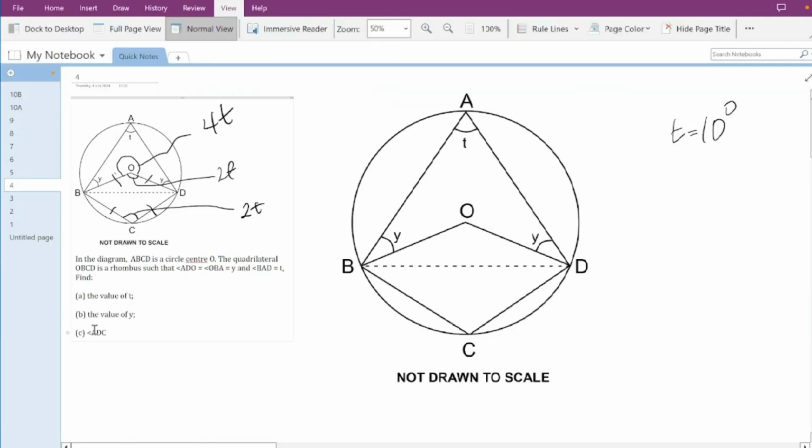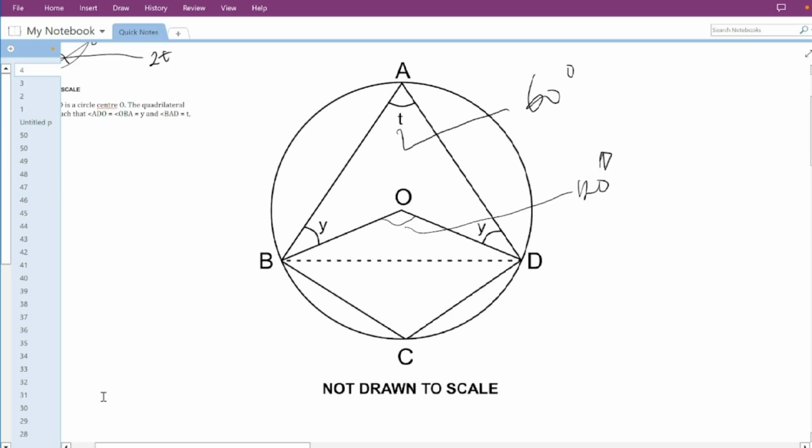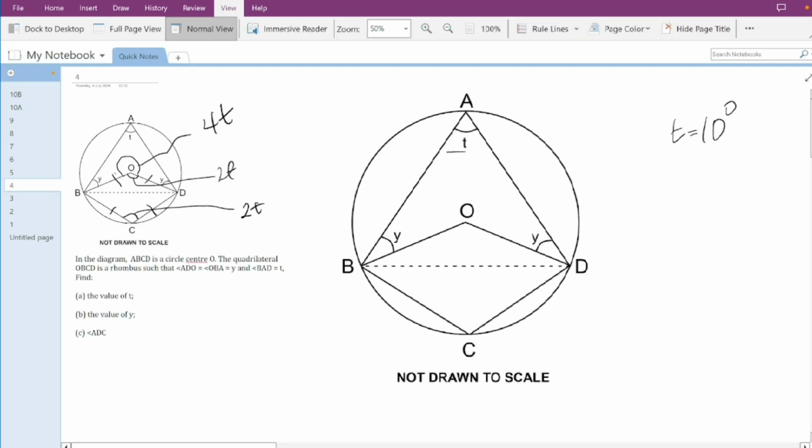For question B, we are asked to find the value of y, which is angle y. There are at least two ways of solving this question. Let's take the seemingly easier route first. We know t is 60 degrees, and from what we've discussed earlier, we know this angle here is 120 degrees. That angle formed at the center is twice the angle formed on the circumference of a circle.